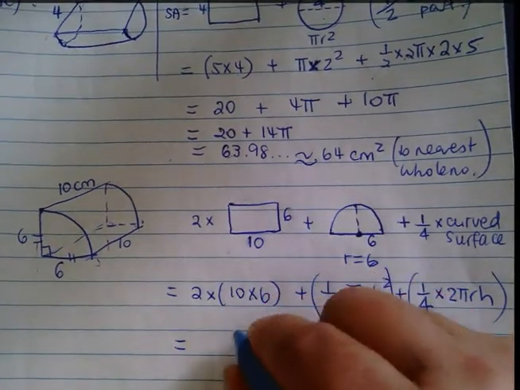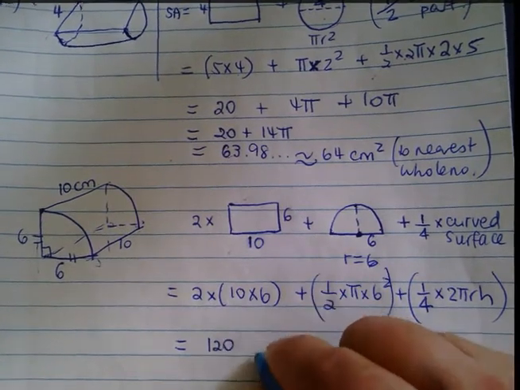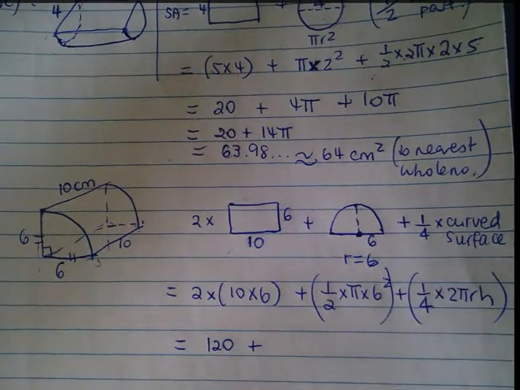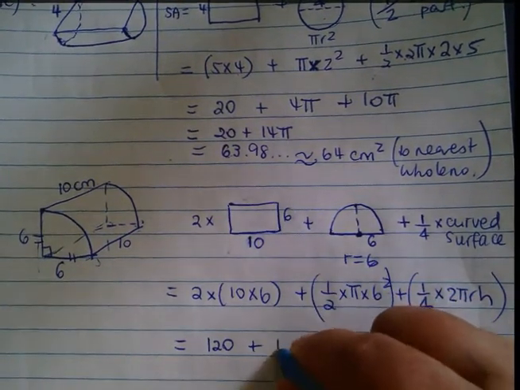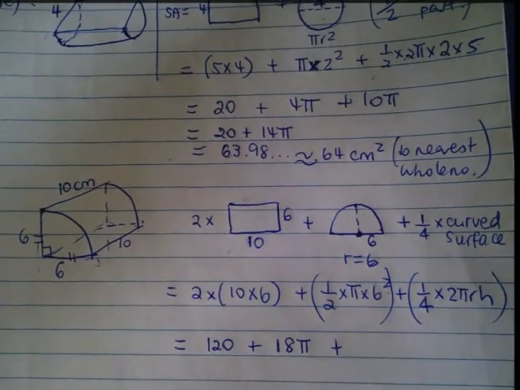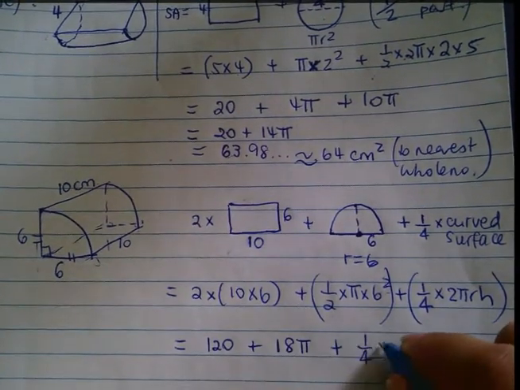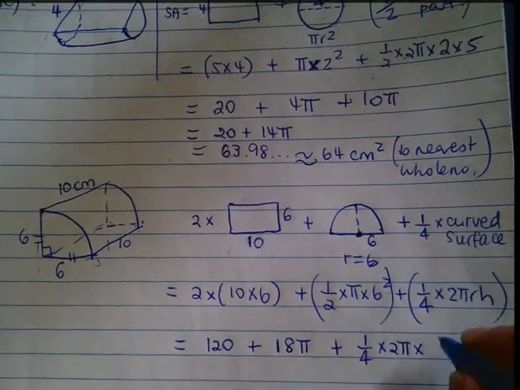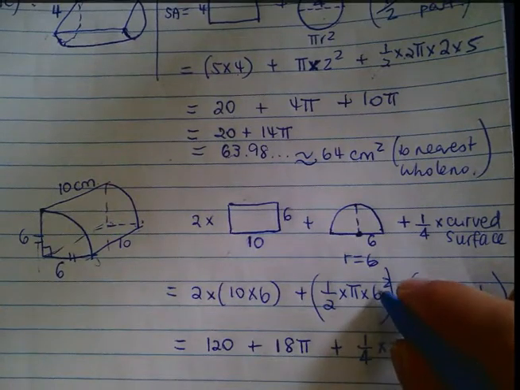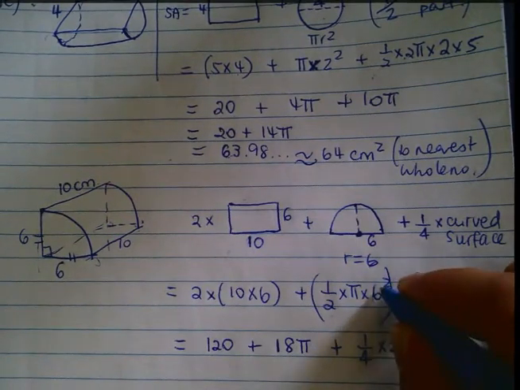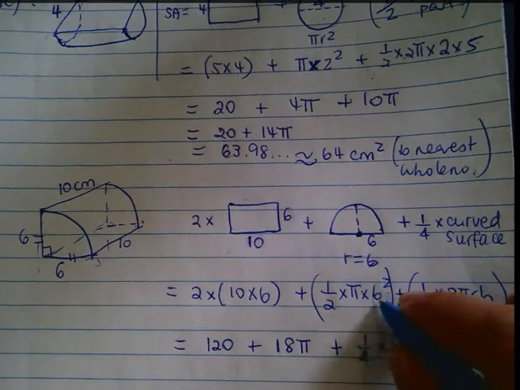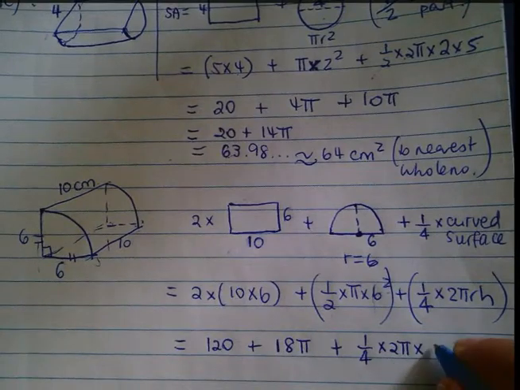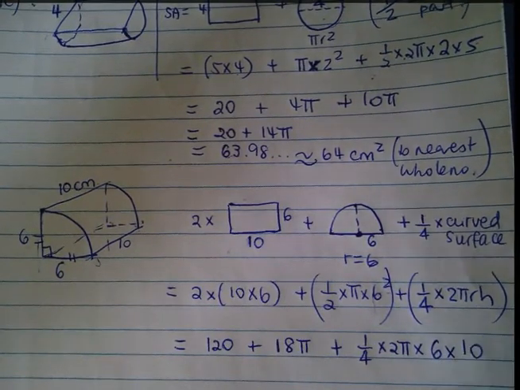So 2 times 10 times 6, that's 120. Plus, what's this? What's 6 squared? What's half of 36? So it's 18 pi plus, this one is a quarter times 2 pi times, what's the radius and the height? 6. If you want, I can write this as a half, just the formula, or are you okay with that? Pi times, do you want me to write r squared or you're okay?